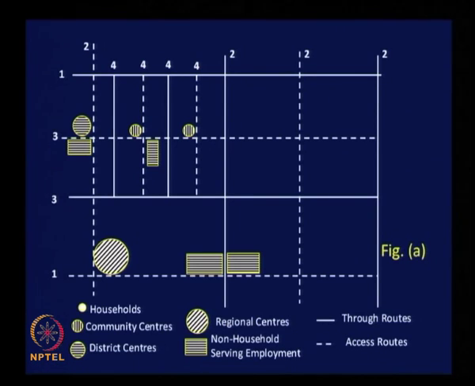Clear? And look at type 3 routes. This is type 3 access route. Here we have type 3 through route. This is parallel to type 1, but at right angles to type 2, right. Again we provide access and through routes one after another.